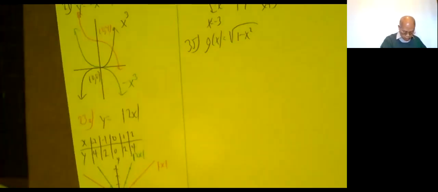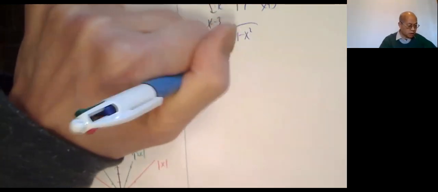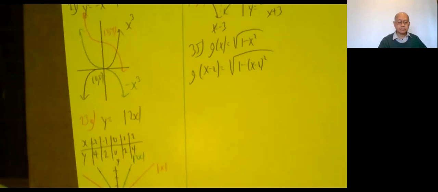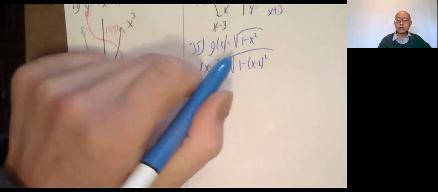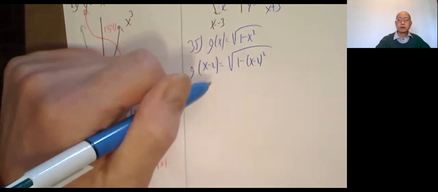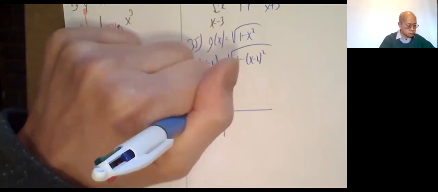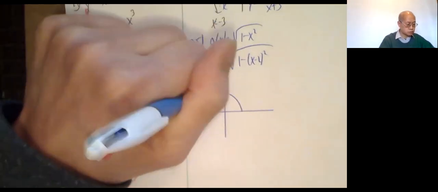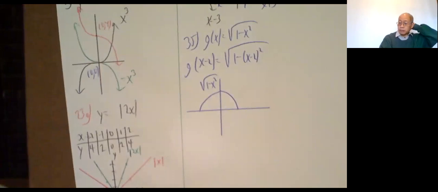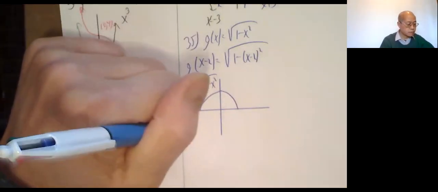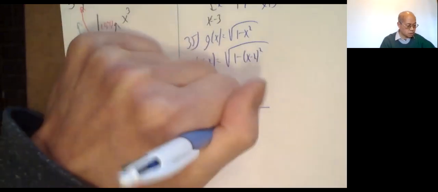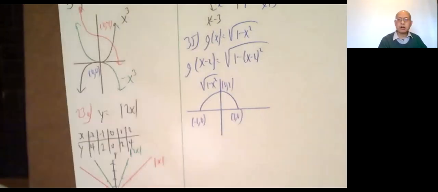Okay, so they want g of x minus 2, or square root of 1 minus x minus 2 squared. Okay, this is the semicircle function that we had a couple days ago. So let me show you that. Radical 1 minus x squared, negative 1, 0, 1, 0, 0, 1.